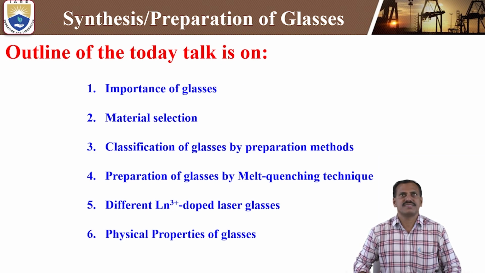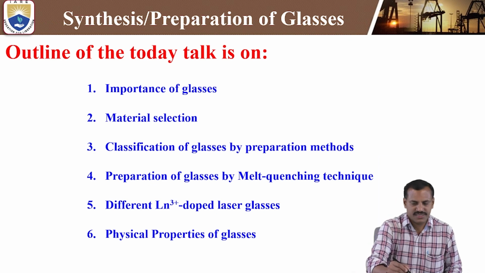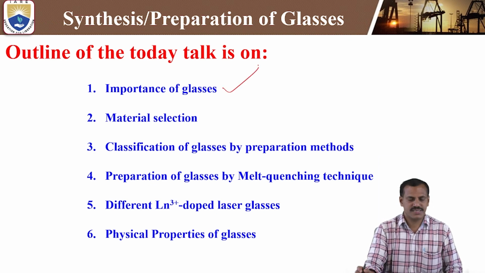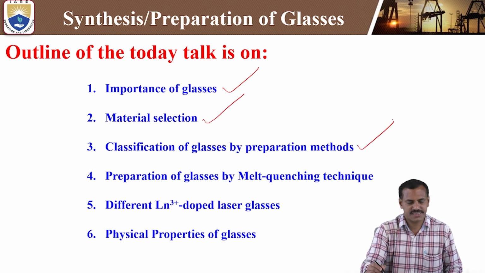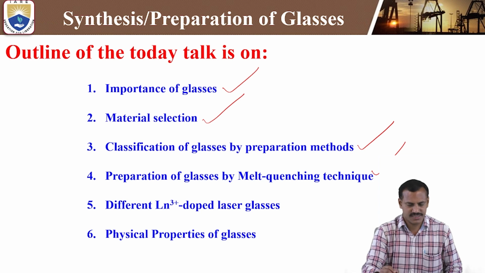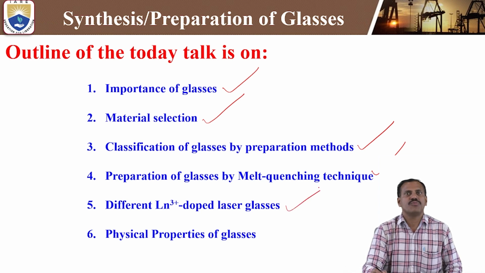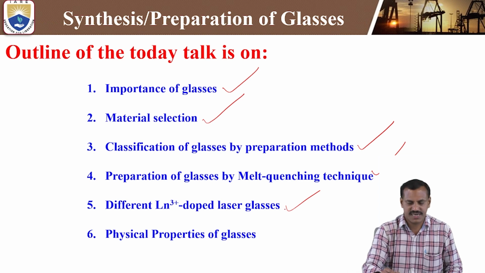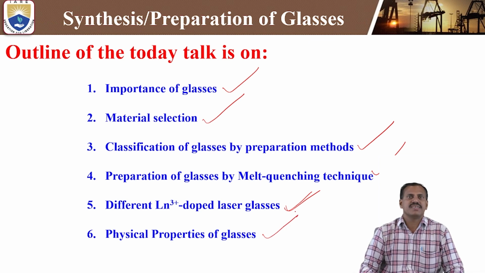The outline of today's talk is as follows. First is the importance of glasses. Second is material selection. Third is classification of glasses by preparation methods. Fourth is preparation of glasses by the melt quenching technique, one of the important and prominent techniques for the synthesis of rare earth doped glasses. Fifth is different types of lanthanide doped laser glasses, where after preparing the glasses we dope them with different lanthanide 3+ ions. The last is physical properties of laser glasses. So today we are going to discuss these six topics.